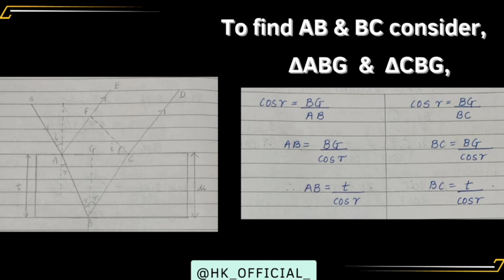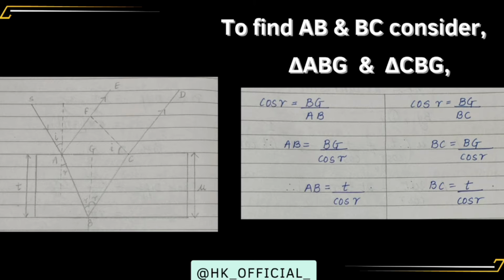So concentrate on triangle ABG. Now in the triangle ABG, we have to consider angle cos R. We know what cos is: it is adjacent side upon hypotenuse. So see what is cos R. Cos R is nothing but BG upon AB. That's the same as what I have written over here. Cos R is BG upon AB. From this we know that AB will be equal to BG upon cos R.